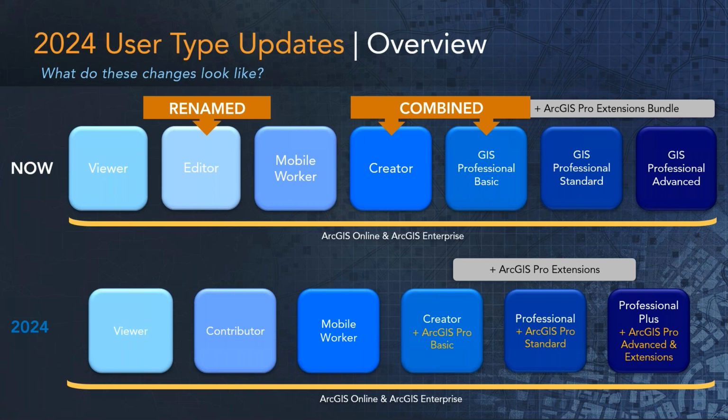Now, the important piece to note here is the reduction of user types from 7 to 6. Alongside the updated naming conventions, the included capabilities, the applications, extensions, app bundles, and add-ons, as well as data are available via user types. Additionally, the ArcGIS Pro extension bundle will no longer be available for purchase. Instead, ArcGIS Pro extensions will be included in the Professional Plus user type. You can still access individual extensions, and they can be added on to the Creator, Professional, and Professional Plus user types. So let's take a look at these changes in a little bit more detail.